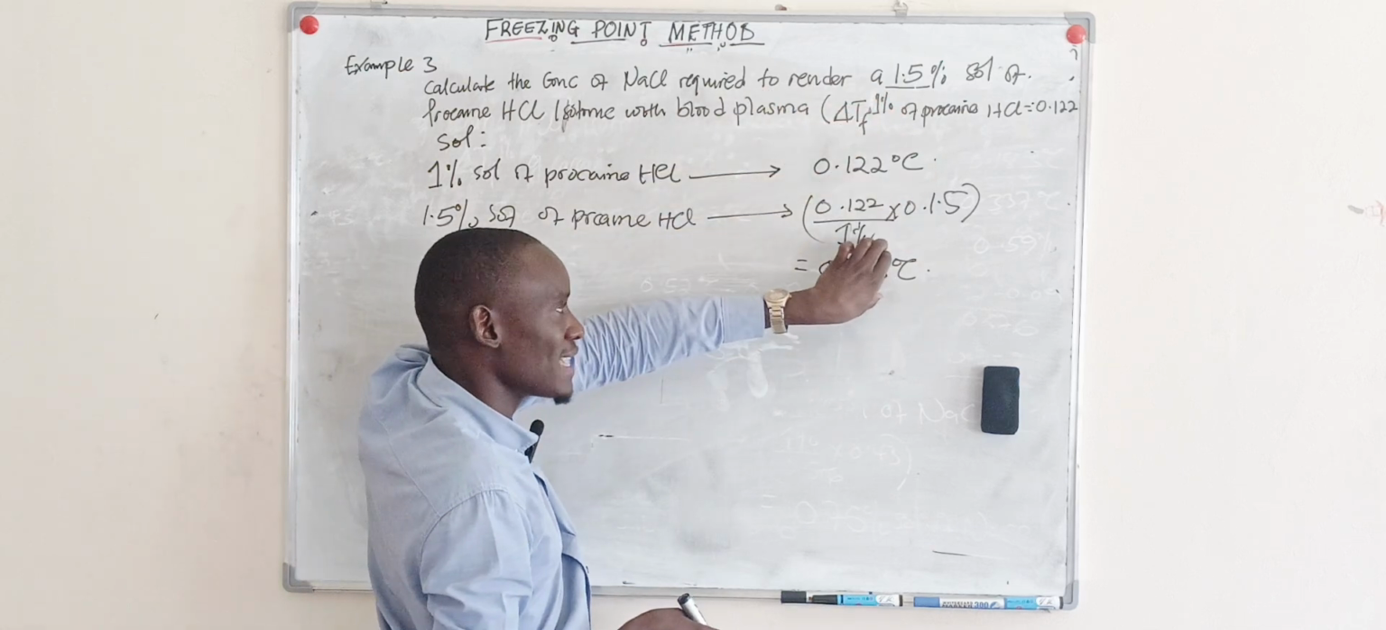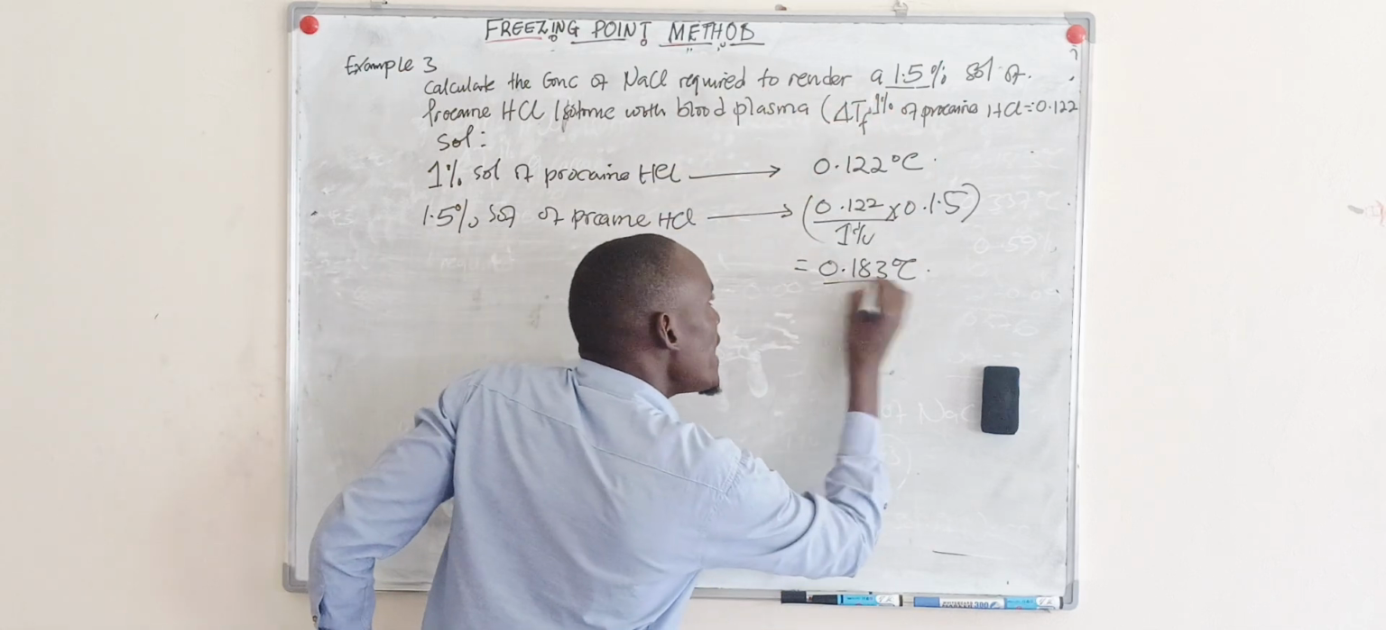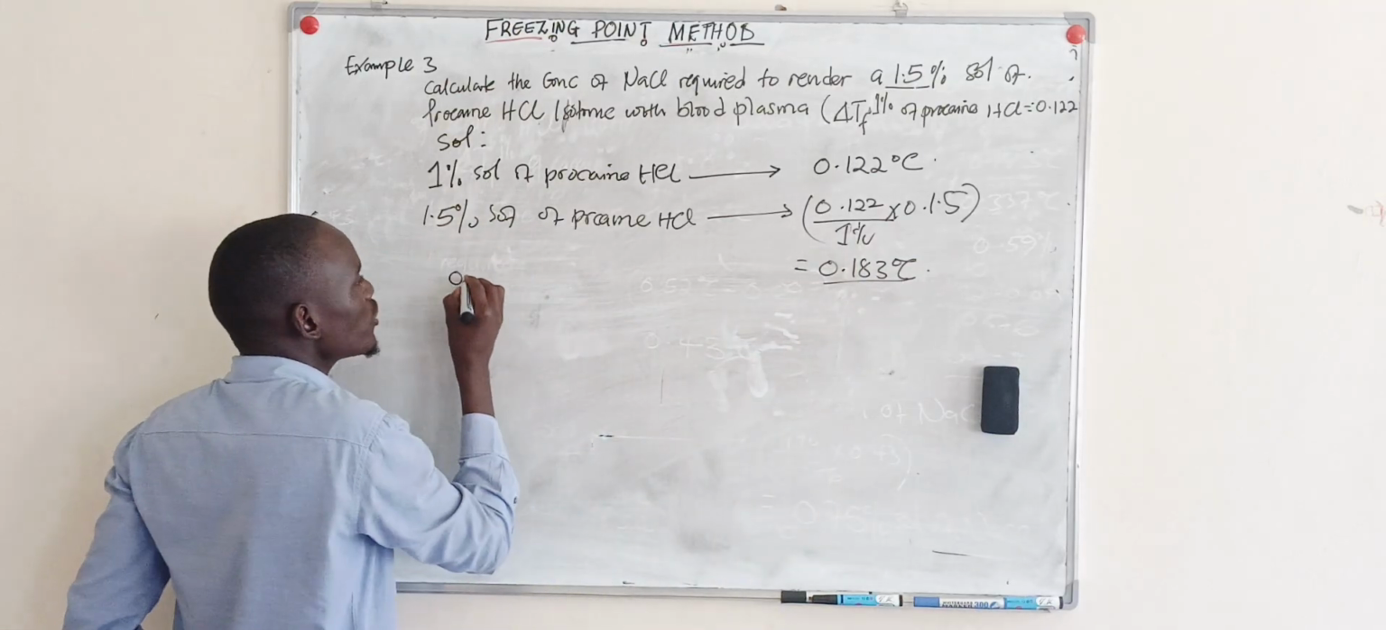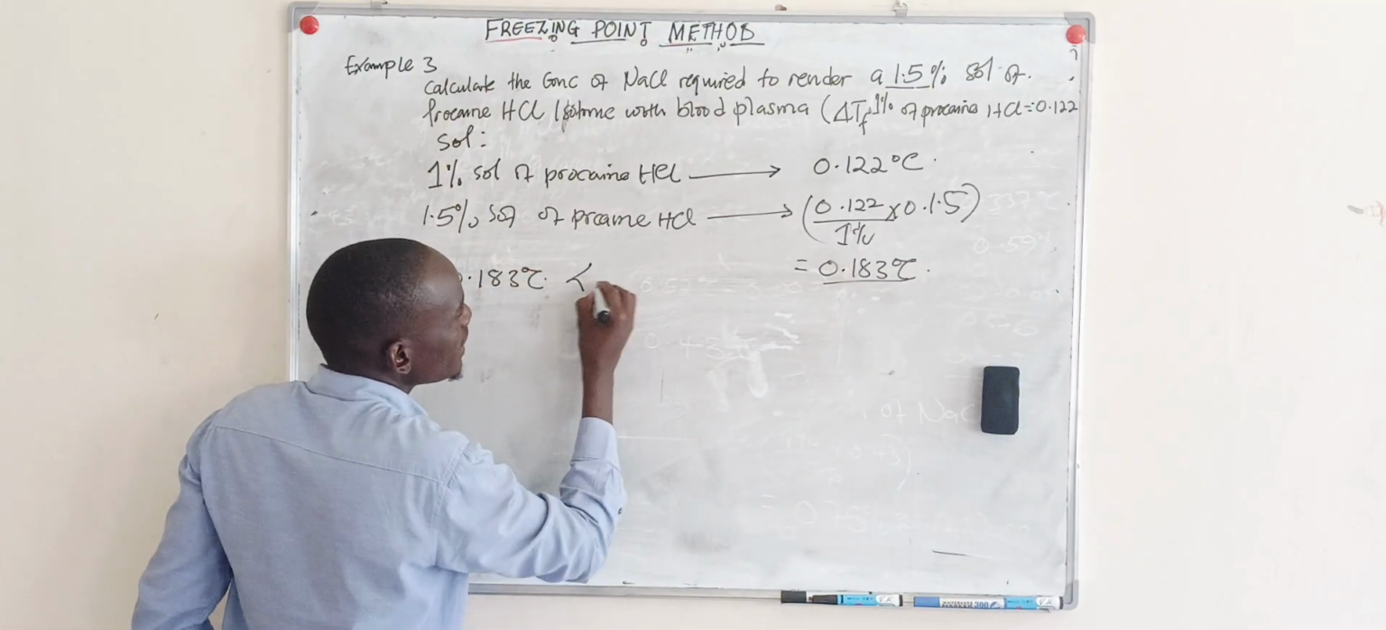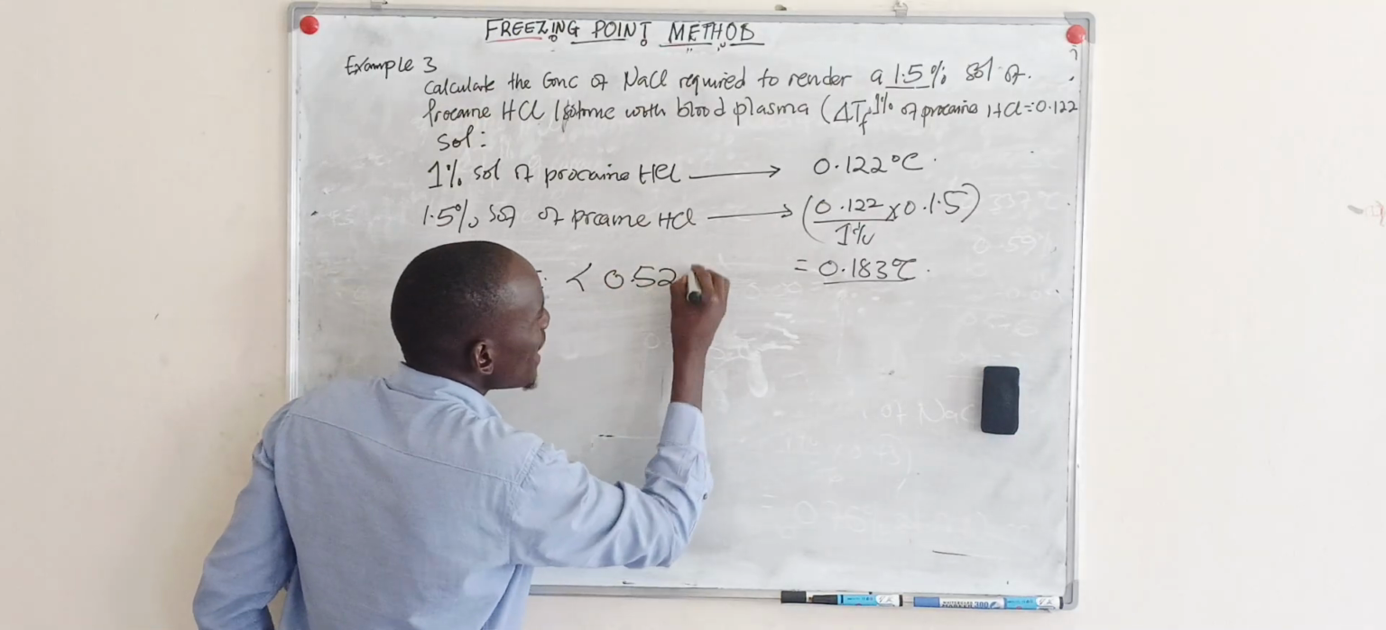But this is not the answer. We need now to compare the freezing point depression of the 1.5% procaine hydrochloride with that of blood plasma.